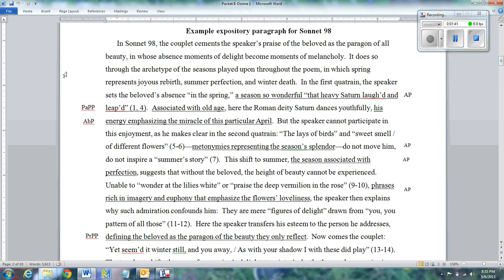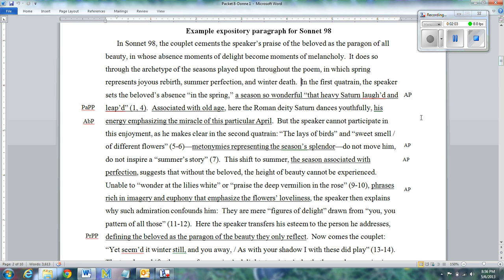In Sonnet 98, the couplet cements the speaker's praise of the beloved as the paragon of all beauty, in whose absence moments of delight become moments of melancholy. It does so through the archetype of the seasons played upon throughout the poem, in which spring represents joyous rebirth, summer perfection, and winter death.